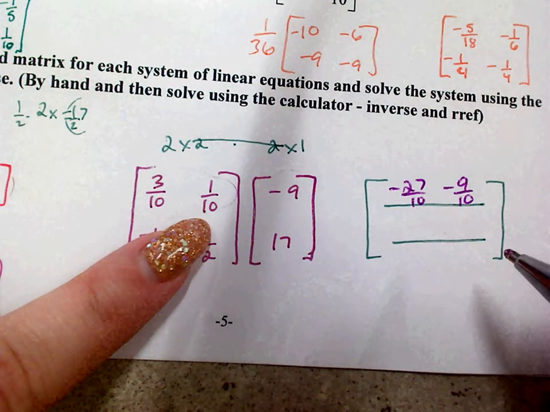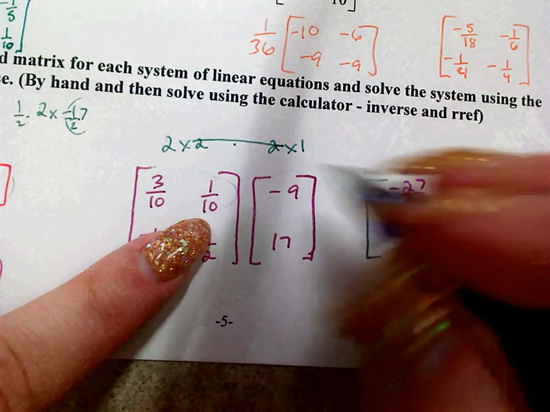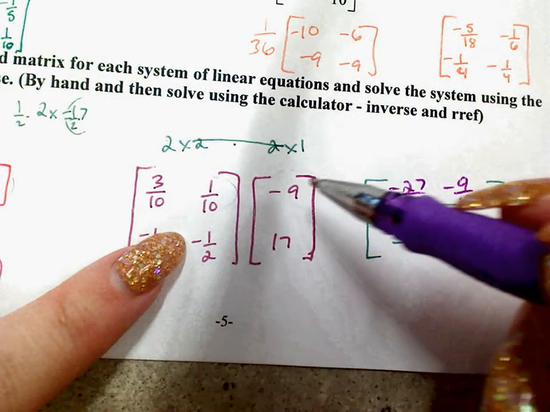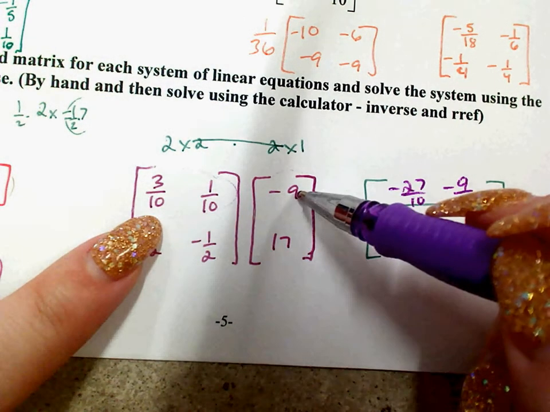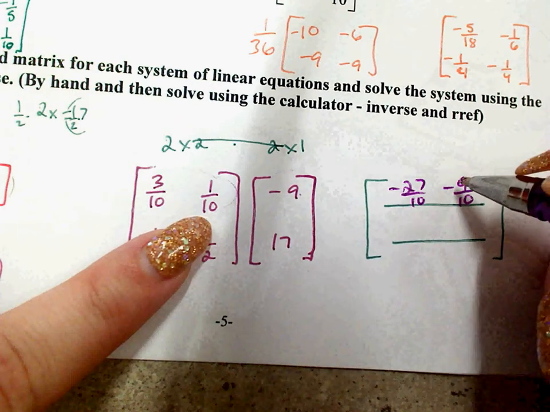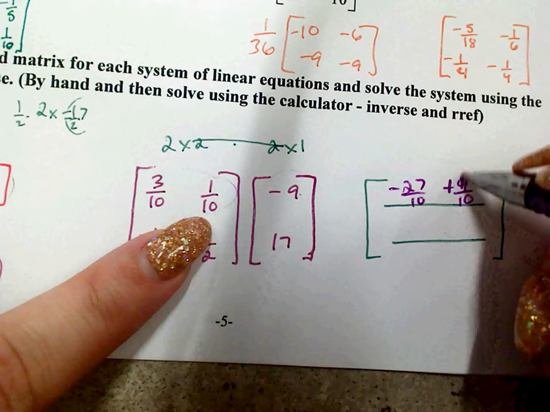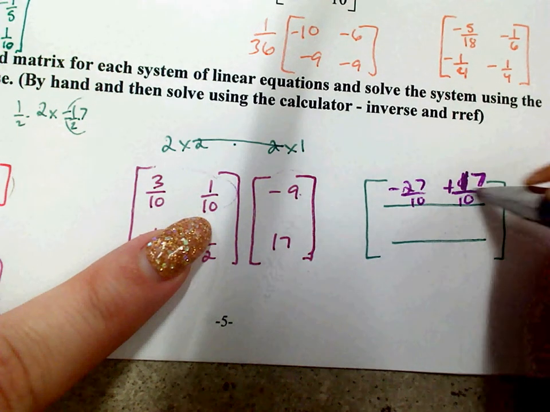Oh my gosh, I don't know why I just did that. Row by column, that's ridiculous. 3/10 times negative 9, and then 17 times 1/10. That was bad. Super bad.